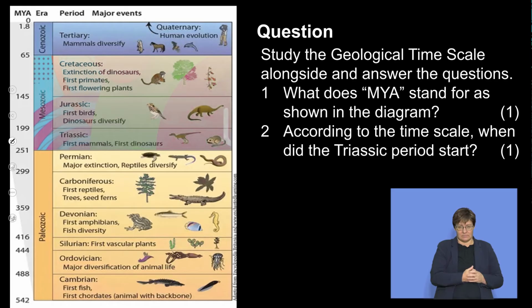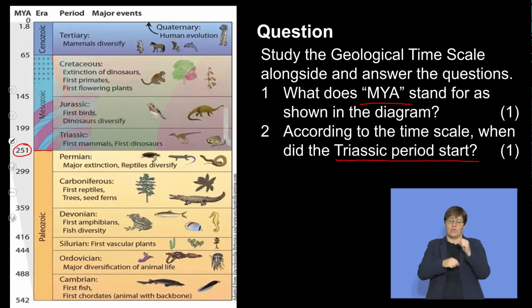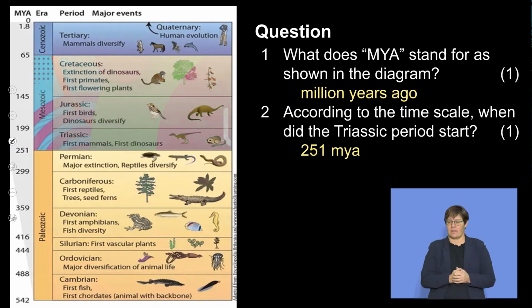Okay, so first question, quite easy. What does MYA stand for? And obviously, million years ago. Then the second one is, have a look, and when did the Triassic period start? So you would have a look here and you would say, right, this is where the Triassic period started, and you will be able to pick up the answer. So, answer, MYA is a million years ago, and the Triassic period started 251 million years ago.